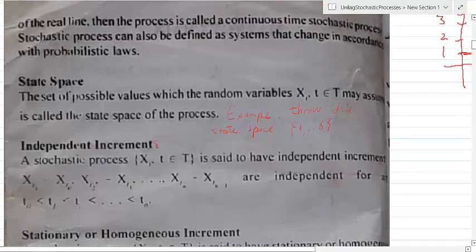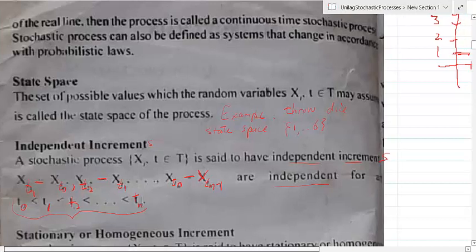Independent increments. A stochastic process is said to have independent increments if the random variables X_t1 minus X_t0, X_t2 minus X_t1, dot, dot, dot, up to X_tn minus X_t(n-1) are independent for any increasing set of values in the index set. So here we have t0 < t1 < t2 < ... < tn. Let me remind you what independent means in probability.